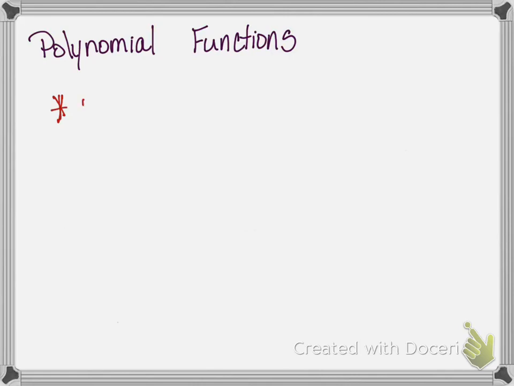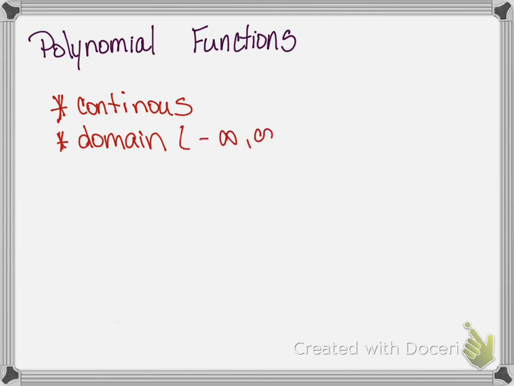They are continuous. That means they do not stop and start. So our piecewise functions that we dealt with last chapter are not polynomial functions because they are not continuous. The domain for polynomial functions is always all real numbers. If the domain of a function is not all real numbers, then it's not a polynomial function.